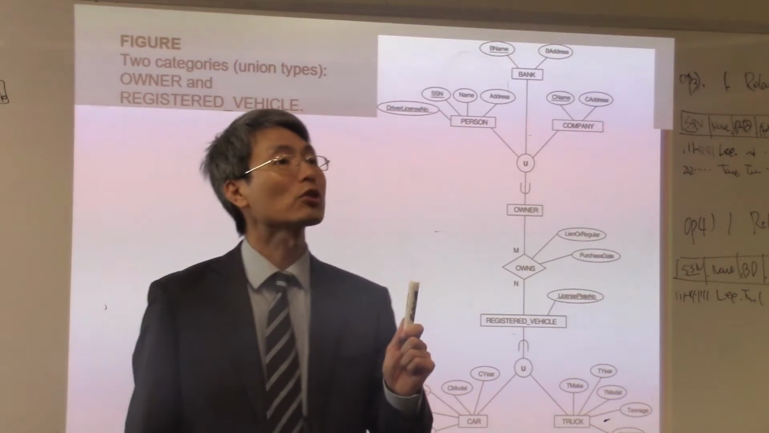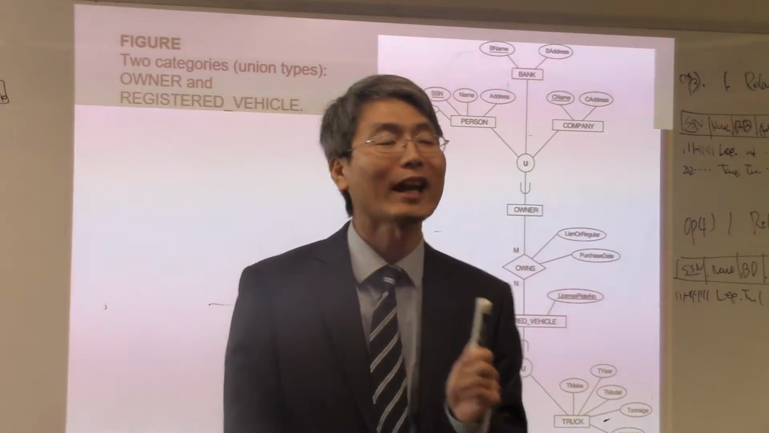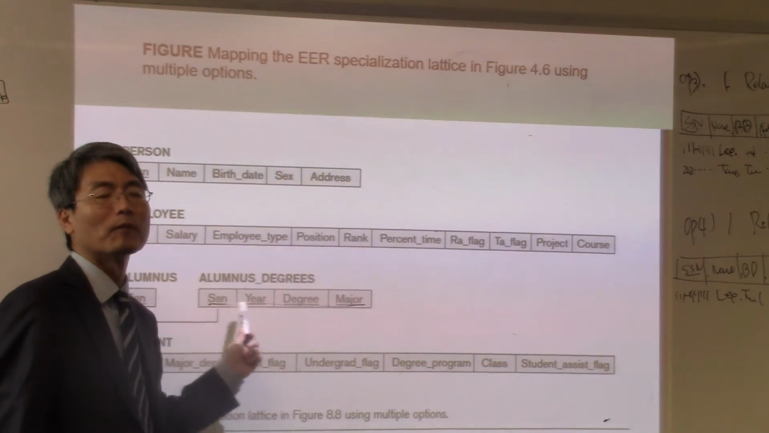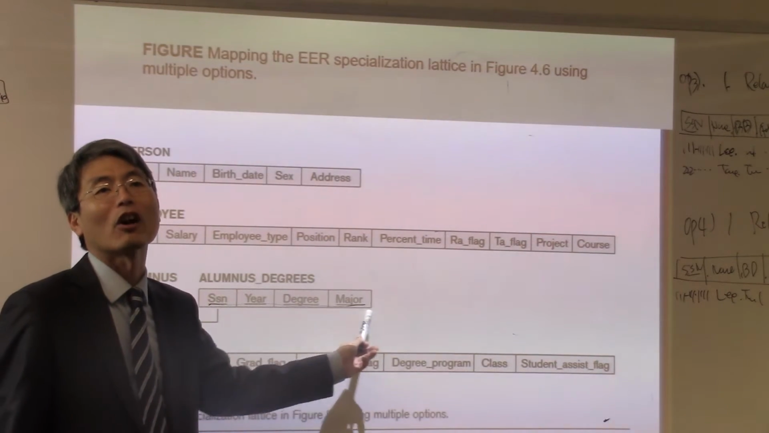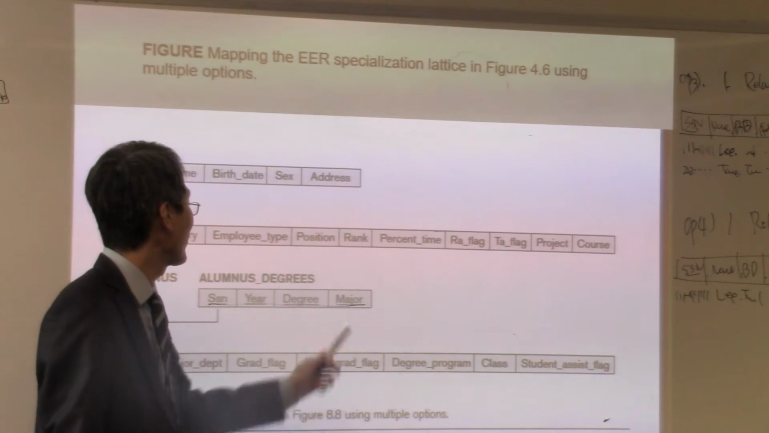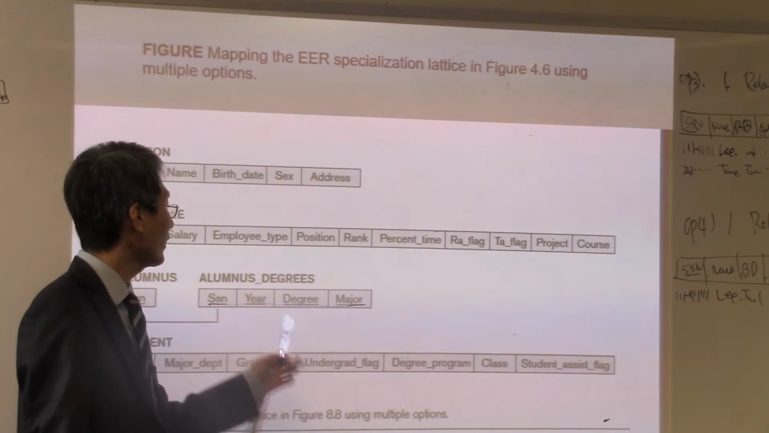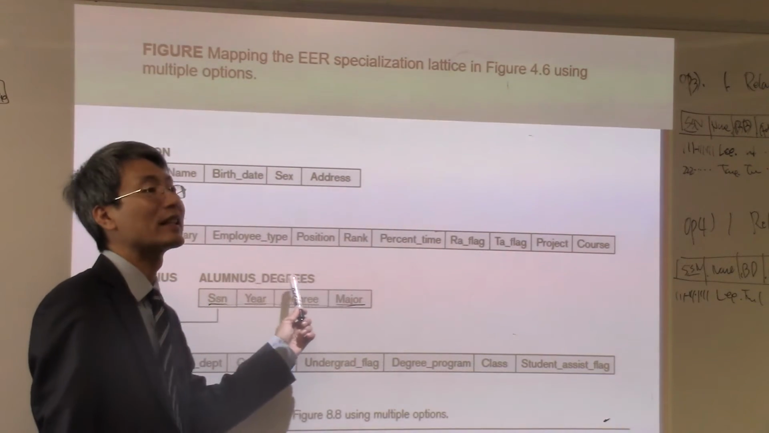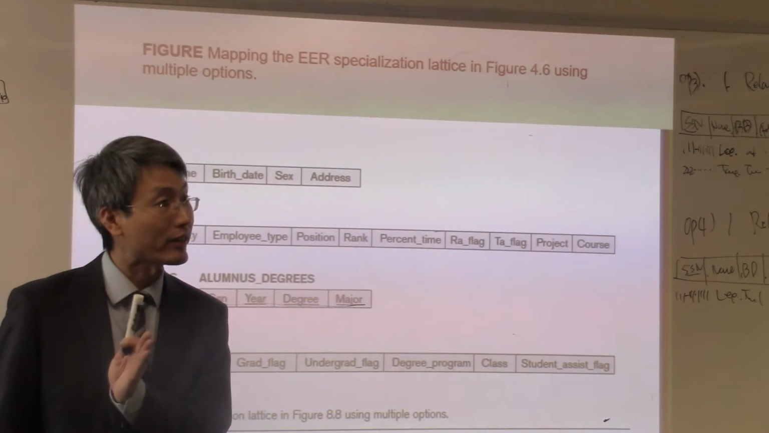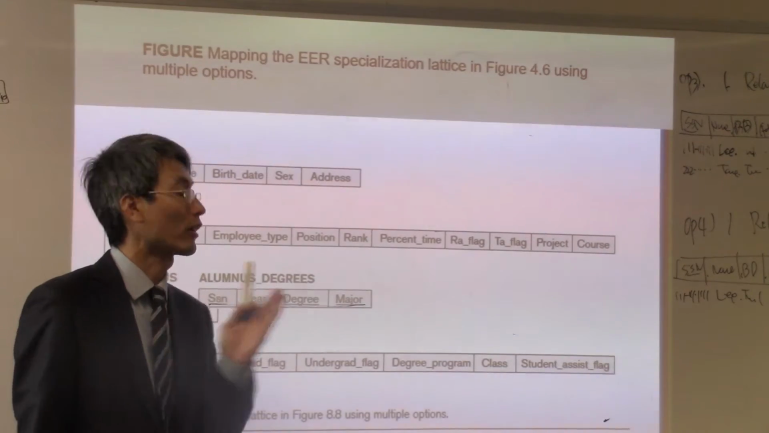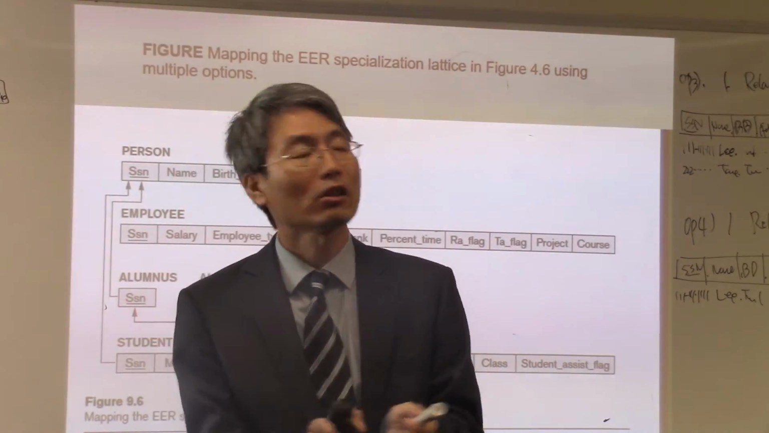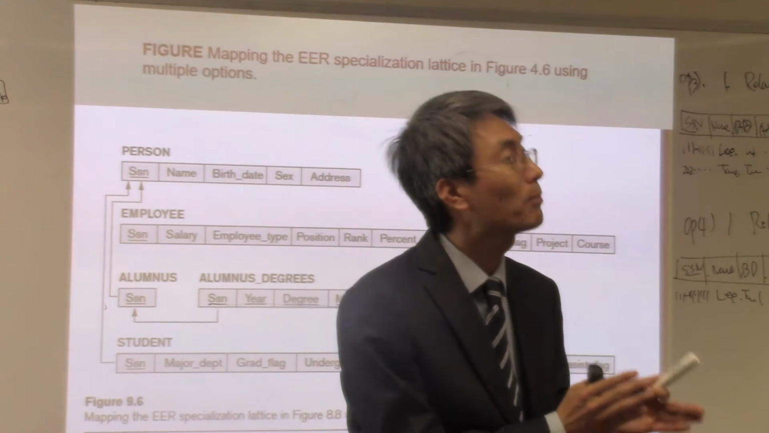Surrogate key also can be used for what? In case the primary key is a very complicated composite key, like social security number plus year plus degree plus major. Instead, we create an alumnus degree ID or degree ID number. Okay, so that is the surrogate key. You can use the surrogate key in case you have a composite primary key also.